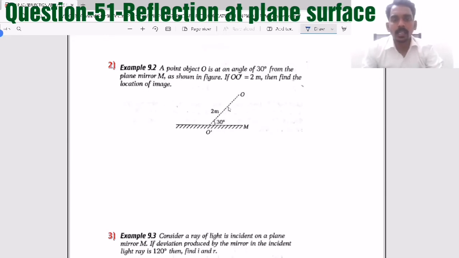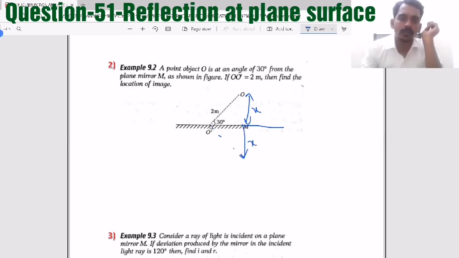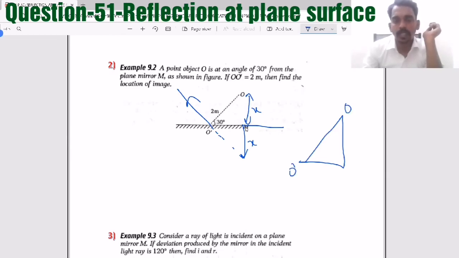A point object is at an angle of 30 degrees from the plane mirror as shown in the figure. If O dash is 2 meters, then find the location of the image. See here, this is the distance x of the object from the mirror actually. Then the image should form at the same distance x. Because the reflected light will go like this. Now how can we find this x? Consider this triangle with O dash and this point, let's say M or A, anything. Then this angle is 30, this is 2, and this is x.